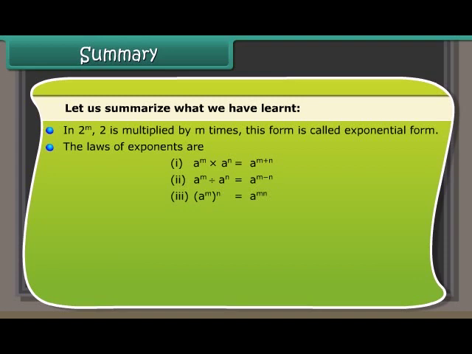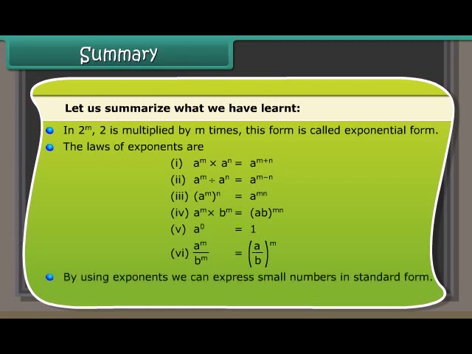3. (a^m)^n is equal to a^(mn). 4. a^m into b^m is equal to (ab)^m. 5. a^0 is equal to 1. 6. a^m upon b^m is equal to (a/b)^m. By using exponents, we can express small numbers in standard form. Using exponents, we can compare very large and very small numbers.